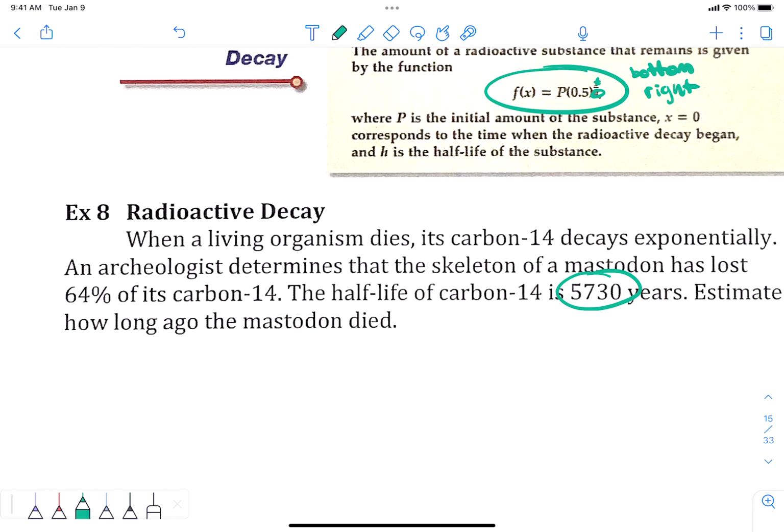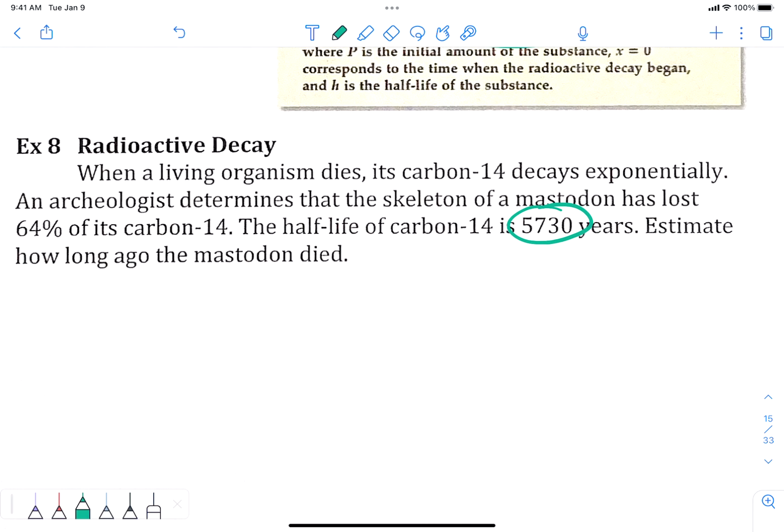Let's write this out. When an organism dies, its carbon-14 decays exponentially.